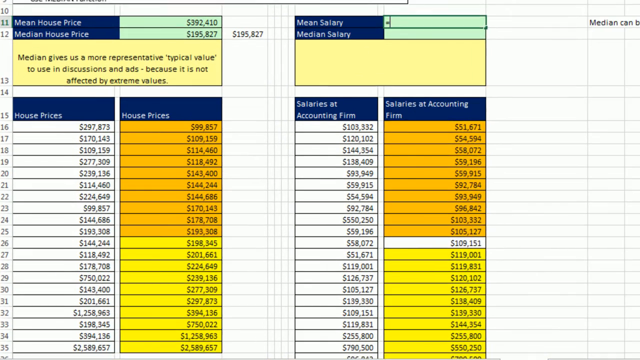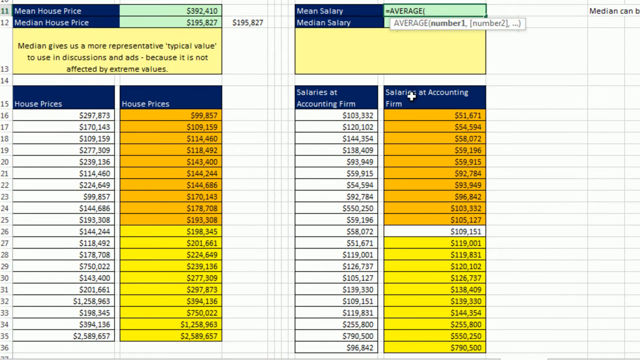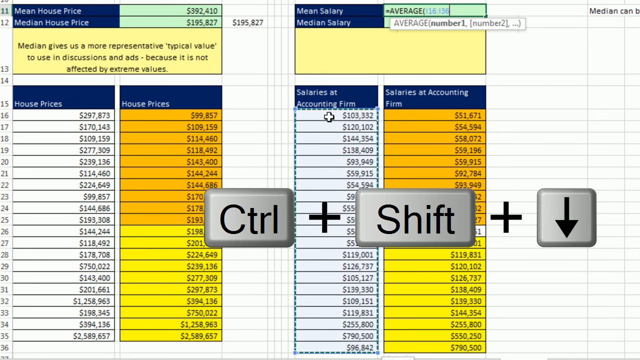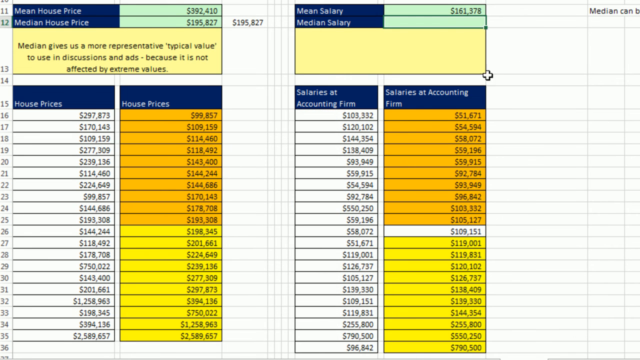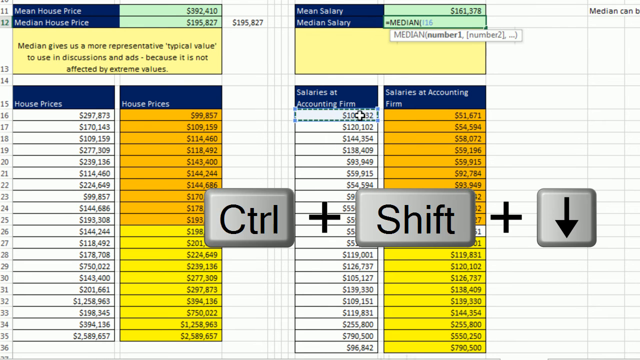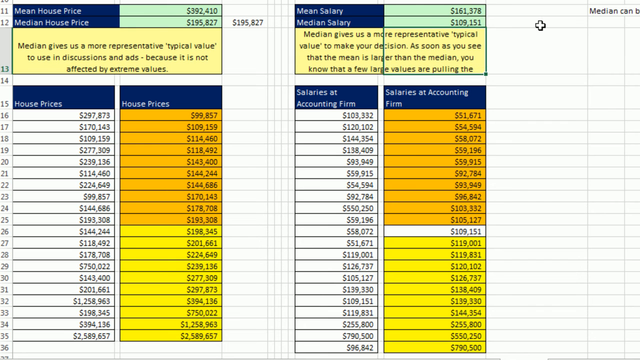Let's calculate the mean. Equals AVERAGE, and we'll highlight, Control-Shift-Down arrow, and Enter. So the average is 161,000 about, and the median, and we'll do it on our unsorted list, we could see it gives us exactly the same thing. So probably the median gives us a more representative, typical value.